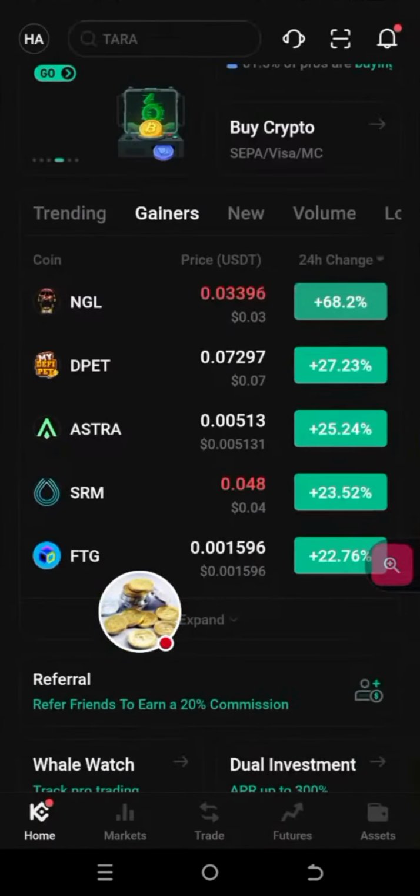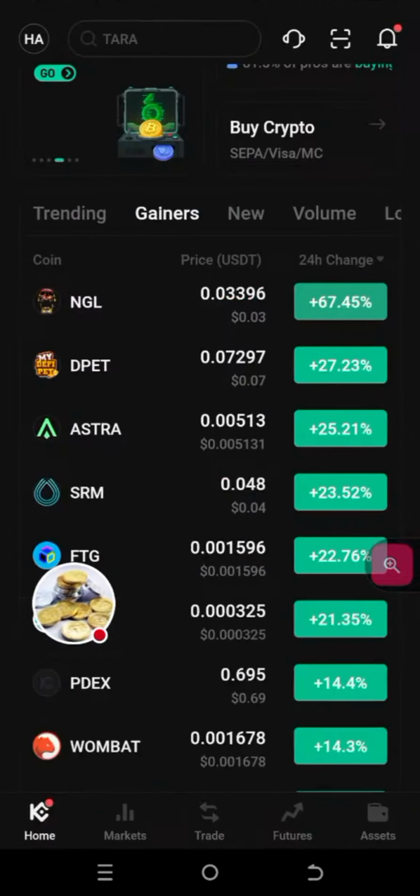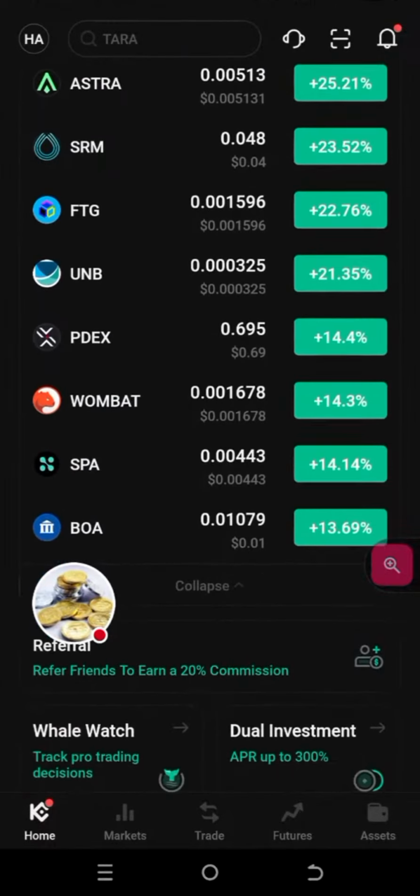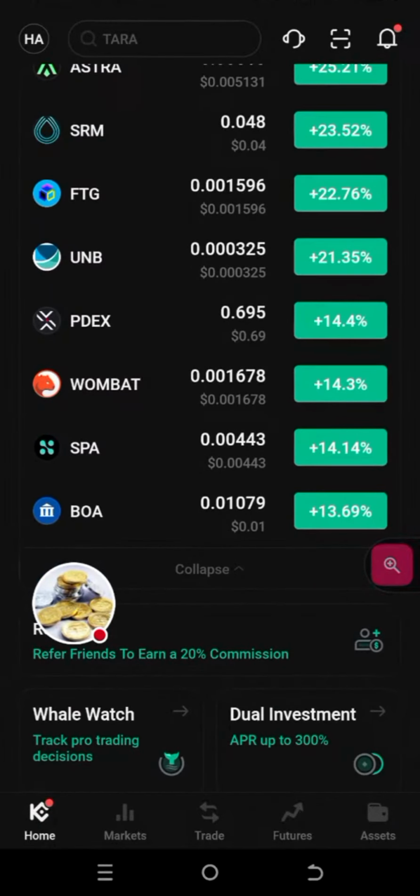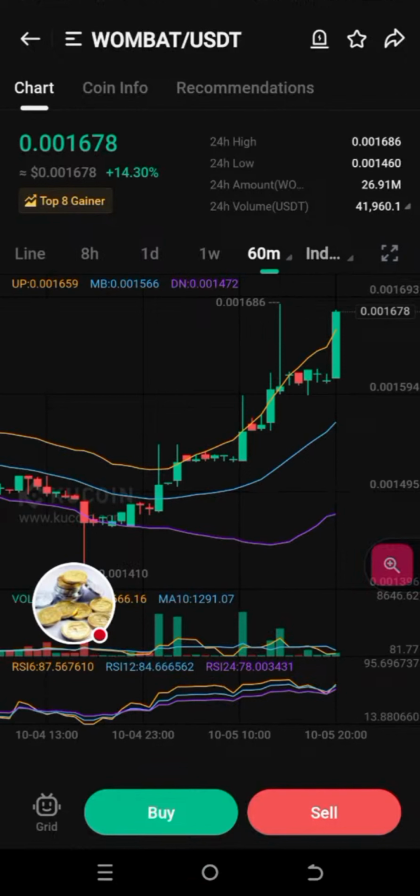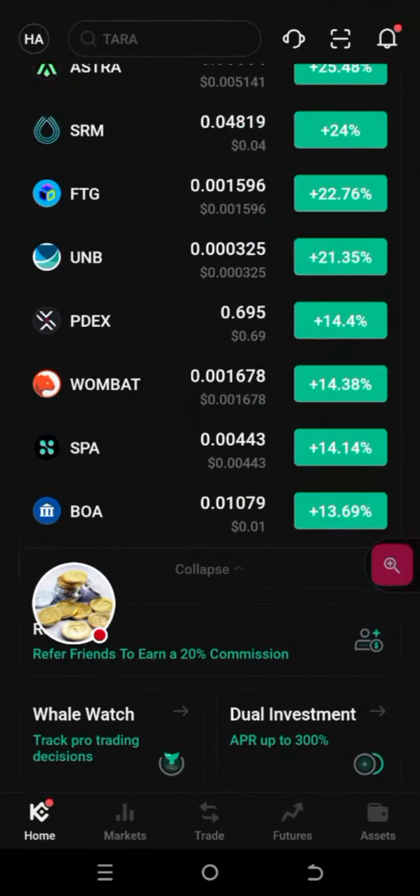Okay, let me open up the other options. Let's expand it. Let's see other ones we can take. Like I always do, I don't like to take the ones that are too high because very soon they will come dumping down. Let's look at this wombat. I mean, it's in pump mode. It's in pump mode. Would I go with this? Not sure yet. Let's look at this other one that is UNB.